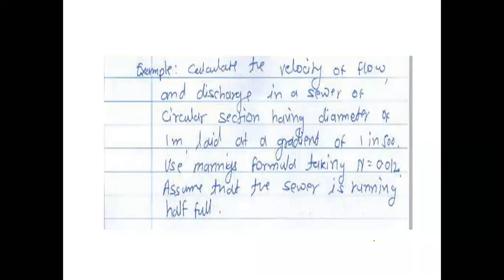Now use Manning's formula by taking N. N is given to you, capital N is equal to 0.012. Is it? So 0.012. Assume that sewer is running half full. Now we saw the condition when it is running full, and we saw the condition when it is running partially full. So this example is running half full. Okay. So we'll solve this example. So diameter capital D is equal to 1 meter. Slope S is given 1 upon 500. N is given 0.012. And now you have to determine the velocity and discharge.